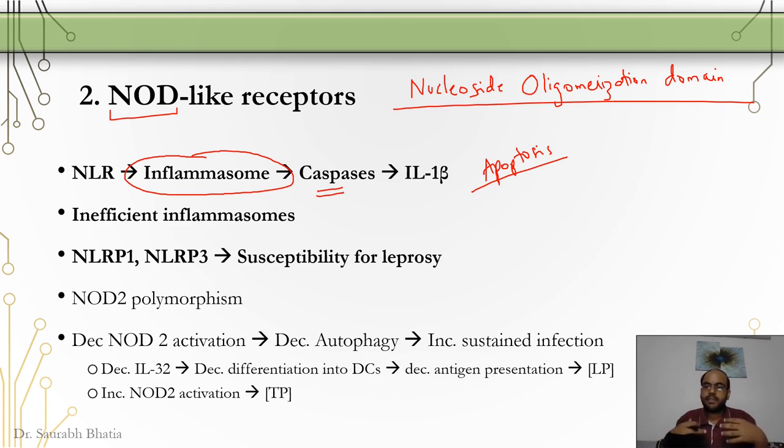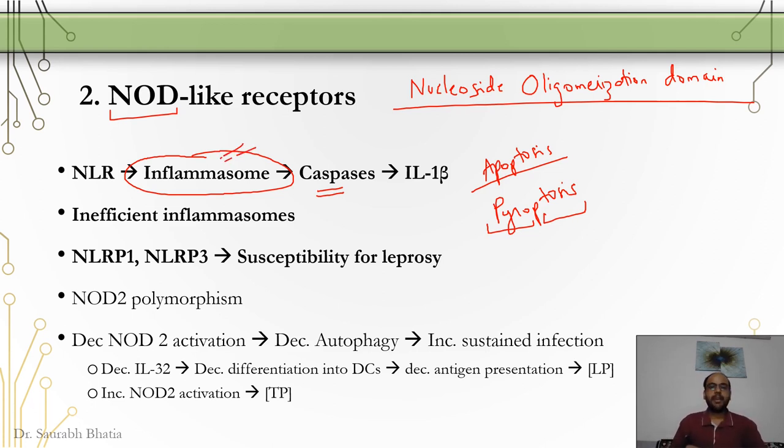I will destroy myself so that the M. leprae is also destroyed. And this leads to a lot of inflammation. That is why a separate term is used, which is known as pyroptosis. So it's an amalgamation, a combination of apoptosis and pyro. Pyro means fire. So this is fire apoptosis. That means it leads to cell death and intense inflammation because it is an inflammasome.